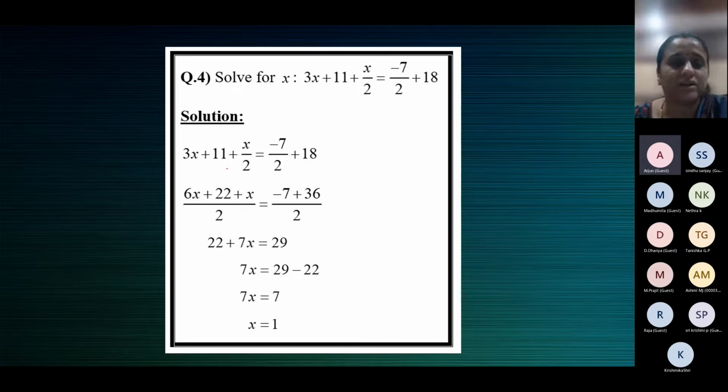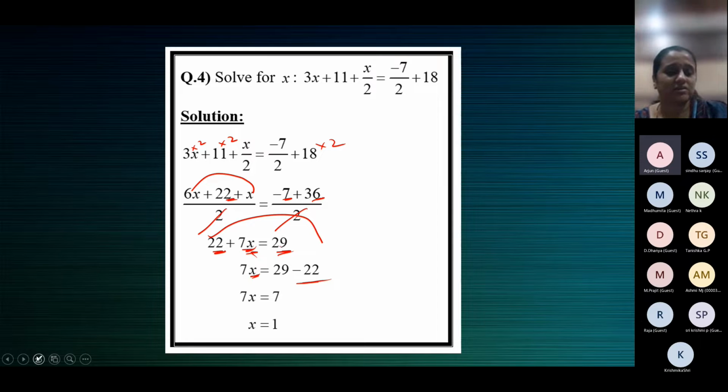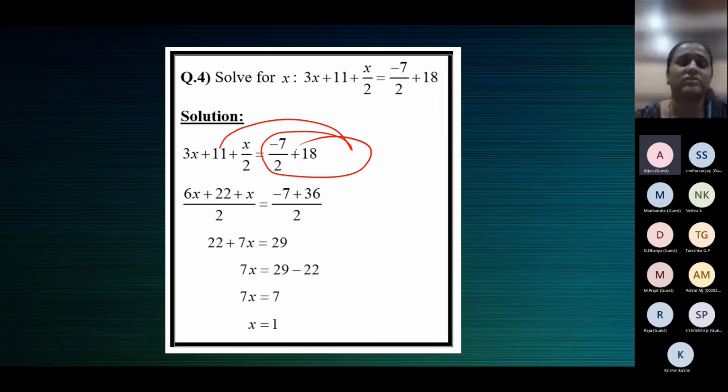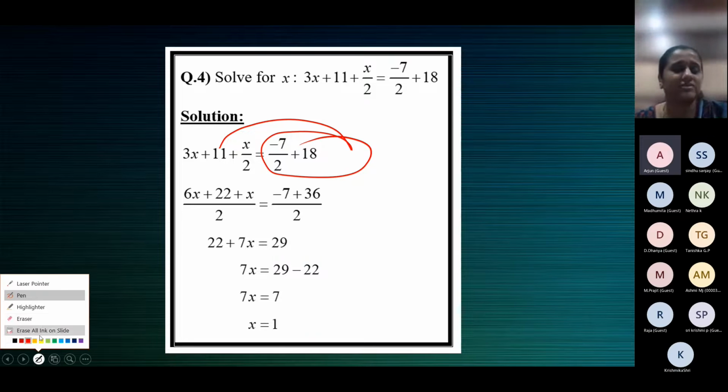That's the first step. Then it will become 6x into 2, 22, and plus x is equal to 36, this is into 2. Then 2 and 2 on either side will get cancelled. Now 6x plus x is 7x. 22 is equal to 36 minus 7x is 29. So now 7x is equal to 29 minus 22. 7x is equal to 7. x is equal to 7 by 7, 1. There is no need to take the number to this side and take the LCM only with the numbers here. You can simply take the LCM as it is given.